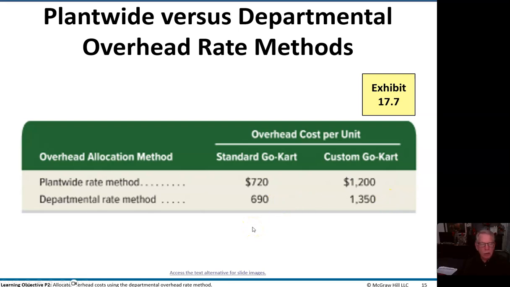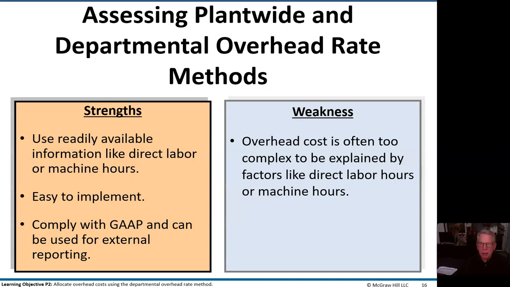Okay, that looks like a good place for us to stop this video. And when we return, we'll take a look at assessing the strengths and weaknesses of these two methods.